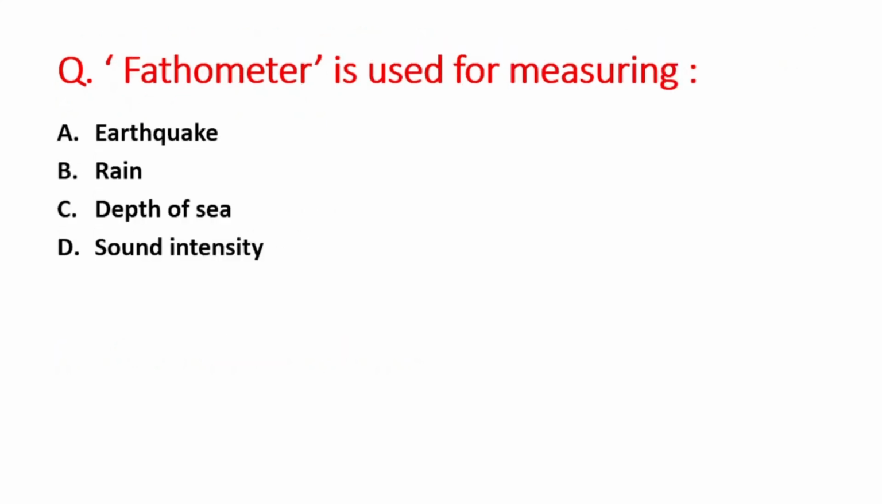Next question is fathometer is used for measuring. A option is earthquake, B is rain, C option is depth of sea, and D option is sound intensity. So right answer is option C, that is depth of sea is measured by the instrument called fathometer.